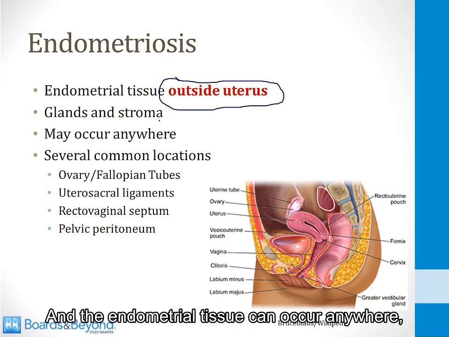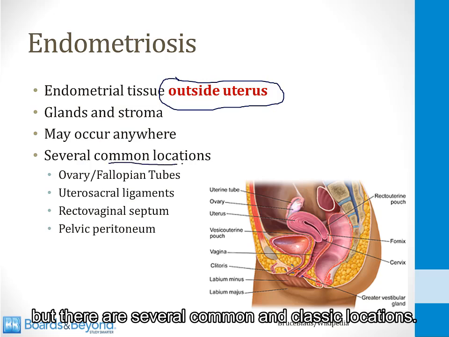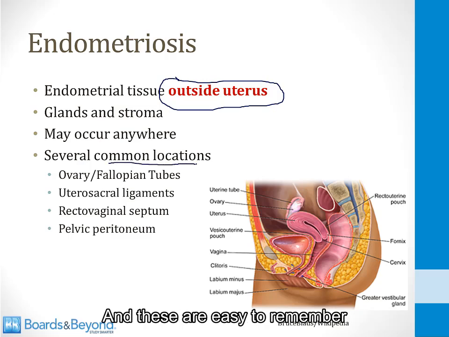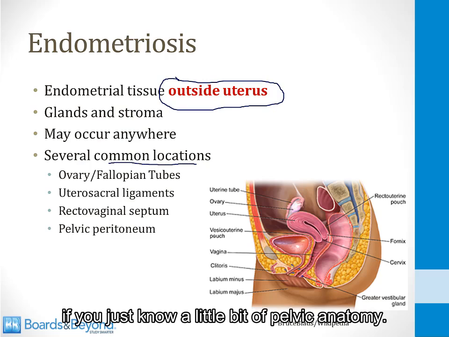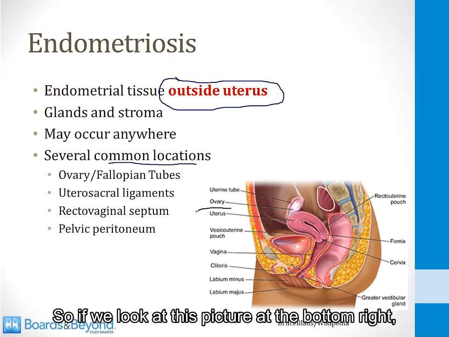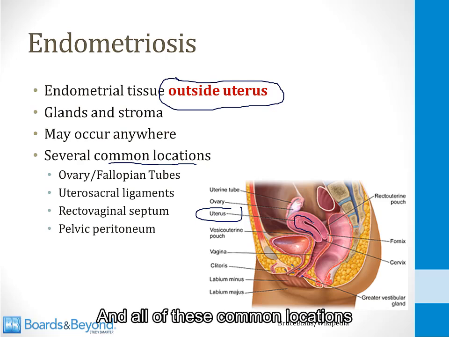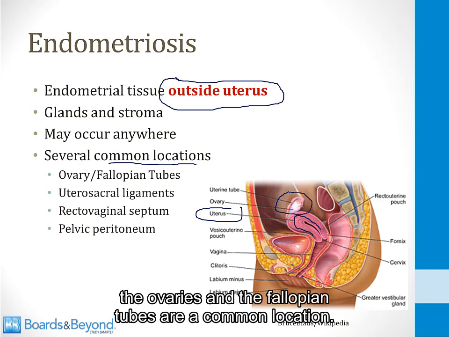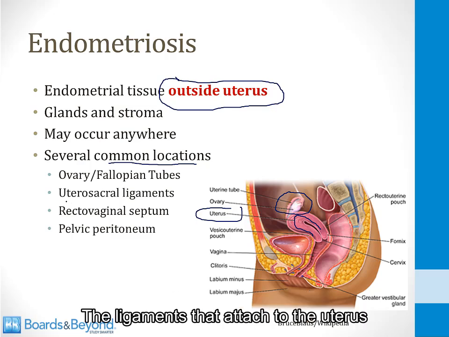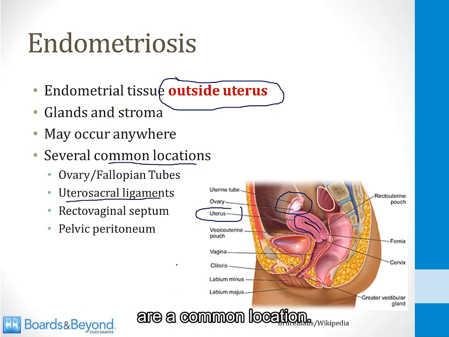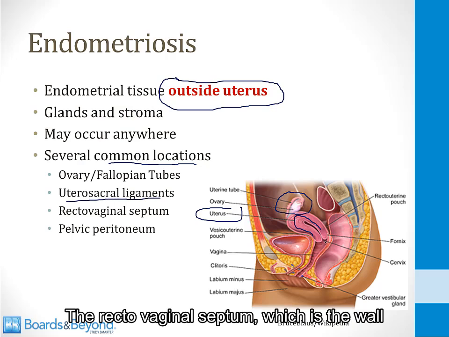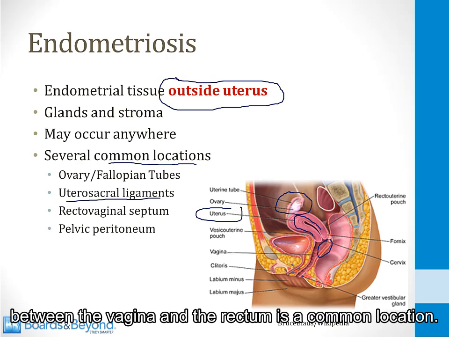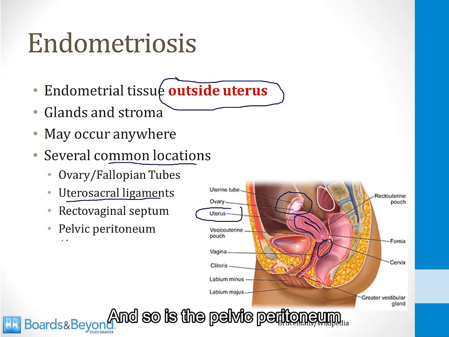And the endometrial tissue can occur anywhere, but there are several common and classic locations, and these are easy to remember if you just know a little bit of pelvic anatomy. So if we look at this picture at the bottom right, this is the uterus shown here, and all of these common locations are very close to the uterus where you normally find endometrial tissue. So first of all, the ovaries and the fallopian tubes are a common location. The ligaments that attach to the uterus are a common location. The rectovaginal septum, which is the wall between the vagina and the rectum, is a common location, and so is the pelvic peritoneum, also located near the uterus.